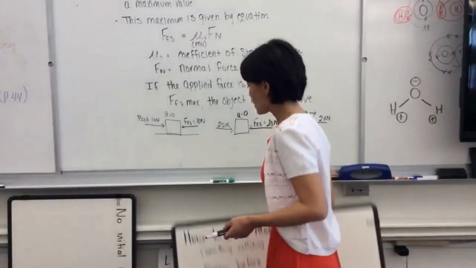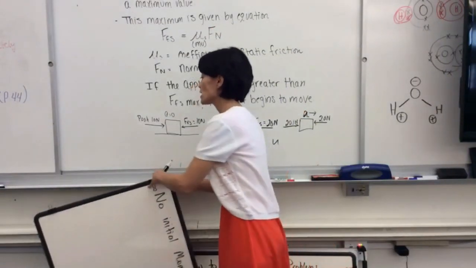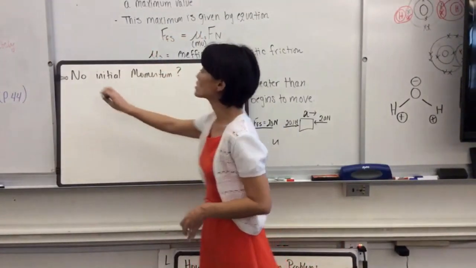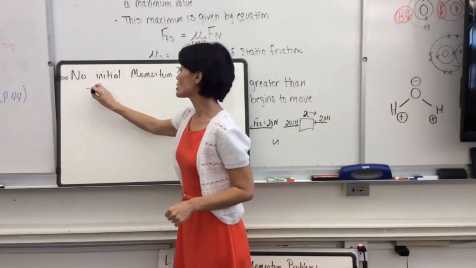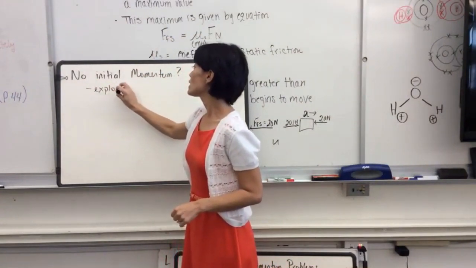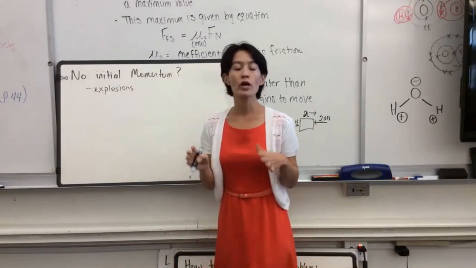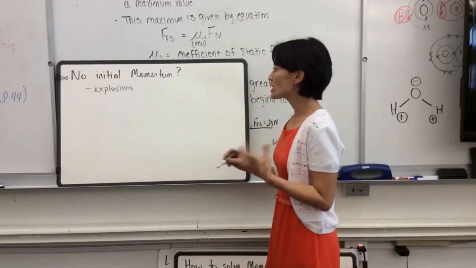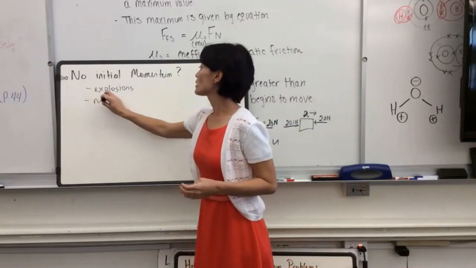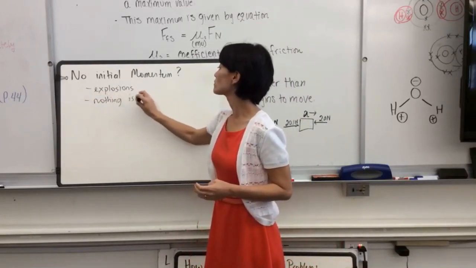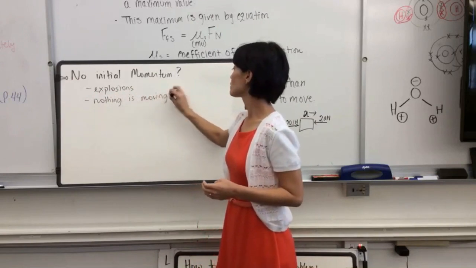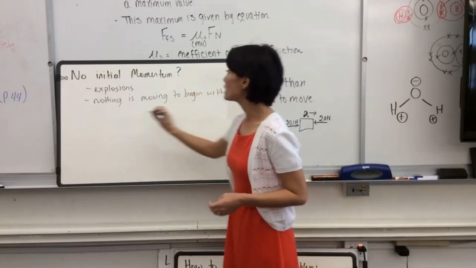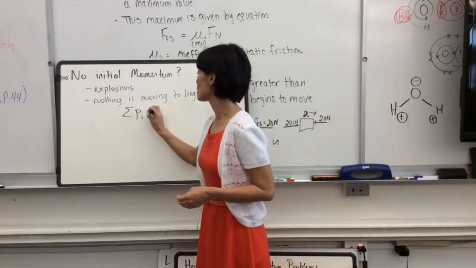Okay? Now, one of the kinds of problems that you might encounter is what happens if there's no initial momentum. This usually happens for explosions. This happens when you have two people that are initially stationary and then they push off of each other. So essentially, nothing is moving to begin with, and if nothing is moving to begin with, then the initial momentum has to be equal to 0.